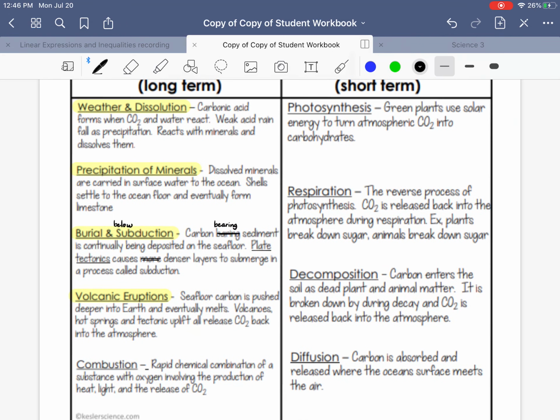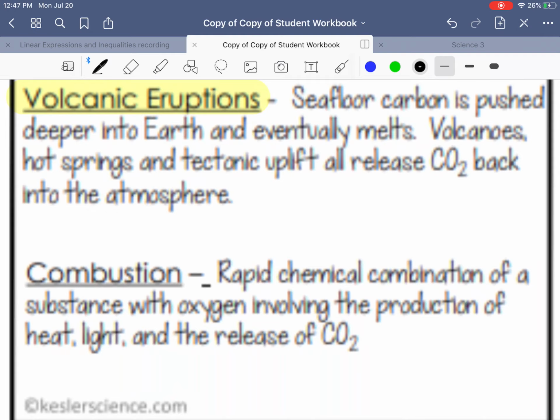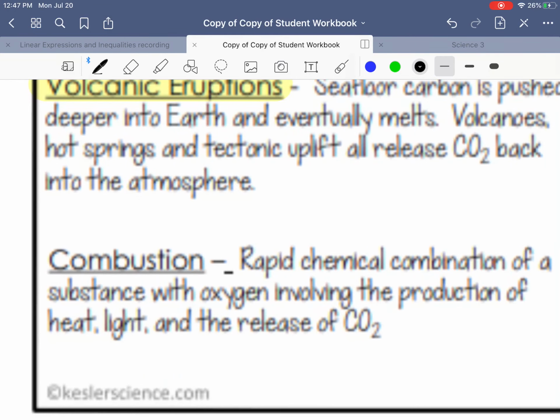Those first four steps are a cycle of carbon moving through the environment. Combustion. This is another way that carbon dioxide or carbon moves through the air.